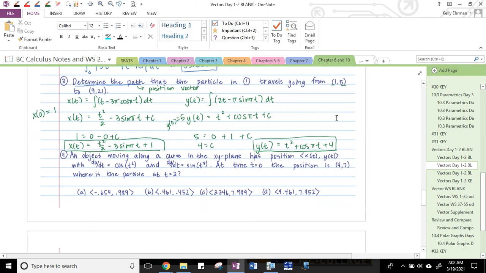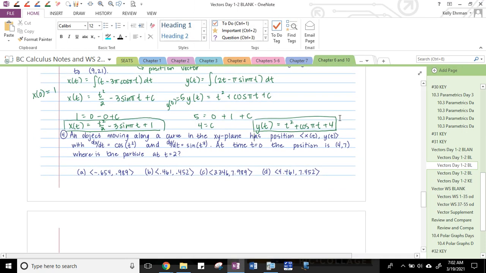All right. Okay, last example. An object moving along a curve in the xy plane has position x of t, y of t. Here's dx/dt, and here's dy/dt. Remember, that's another way to say here's x prime and y prime, and that's another way to say that those are the components of the velocity vector. At time 0, the position was (4, 7).